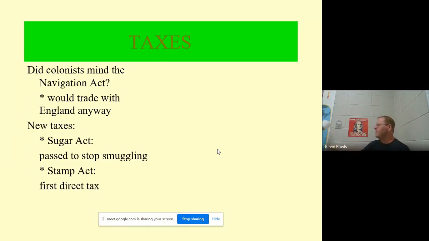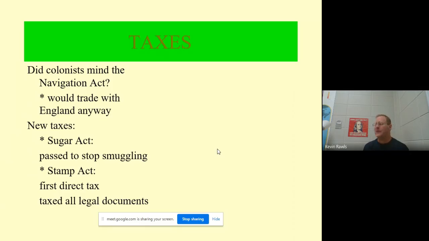So if you had a newspaper, if you were going to print legal documents, whether it be birth certificates, death certificates, marriage licenses, property deeds, lawsuits, that's all on one side of things. On the other, newspapers, playing cards, all of those other things as well. Those are all going to have to have this special paper tax that you're going to pay on that kind of thing, right?